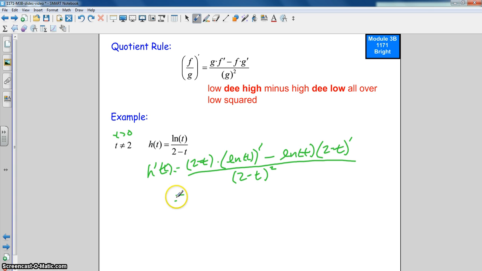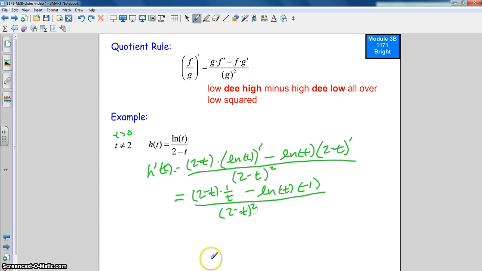Alright, now let's go through and actually compute these things. So 2 minus t, that just stays the same. And then the derivative of natural log of t, we found in this module, is just 1 over t. And then we'd multiply by the derivative of t, but that's just 1, so I'm not going to write that. And I have minus the natural log of t, and then the derivative of this is just minus 1, all over the quantity 2 minus t squared.